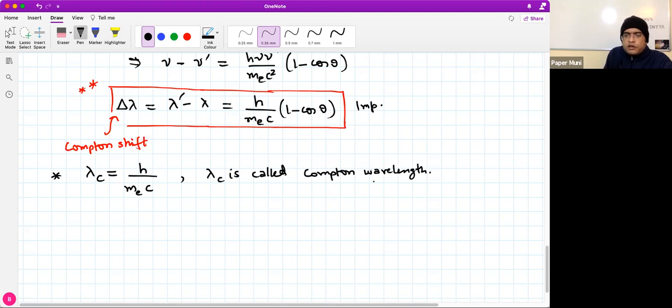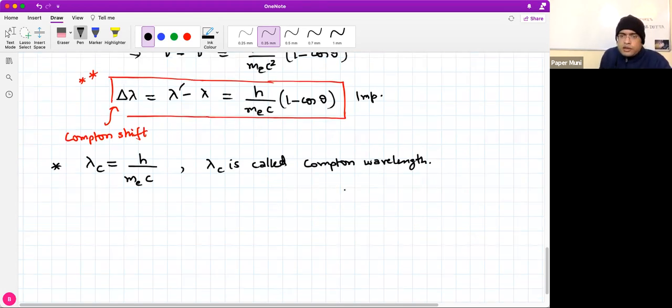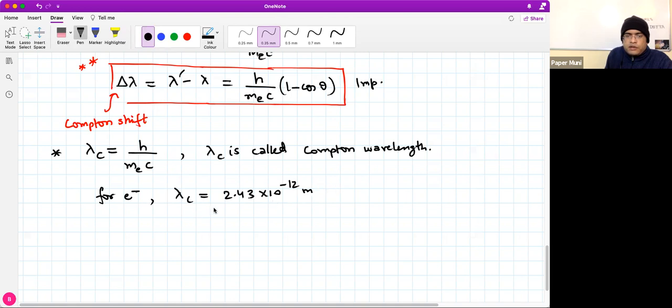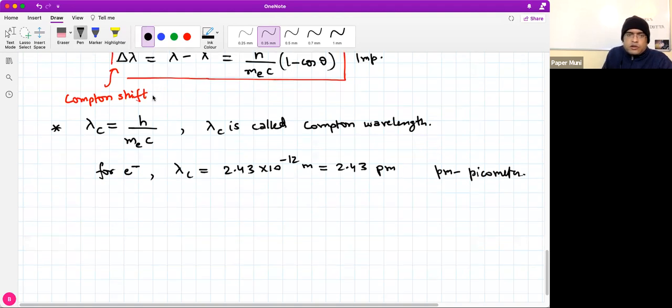If you talk about a different particle, it will change accordingly. Now for an electron, lambda c, if you put in the values, is 2.43 into 10 to the power minus 12 meter, or we can say 2.43 picometer. PM is picometer. You should keep this in mind, it comes in handy while doing some calculations.